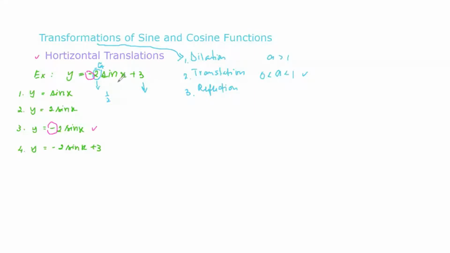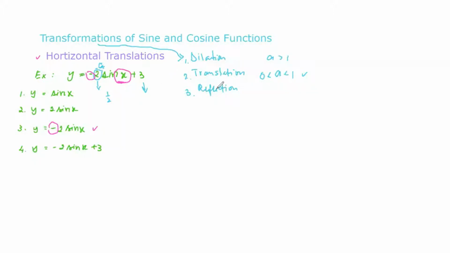You observe here, when we talk about x inside, we are concerned about the horizontal translation. If it is outside, as I just explained, that's a vertical translation or vertical dilation, where the graph will be wider, narrower, shrinking or stretching. Today I will give you an example.